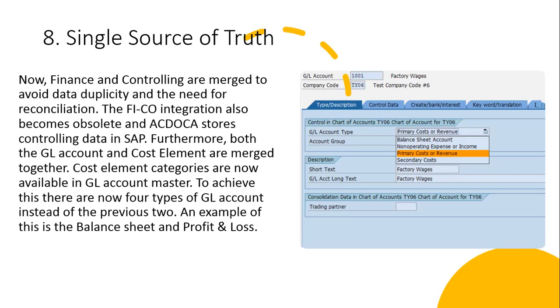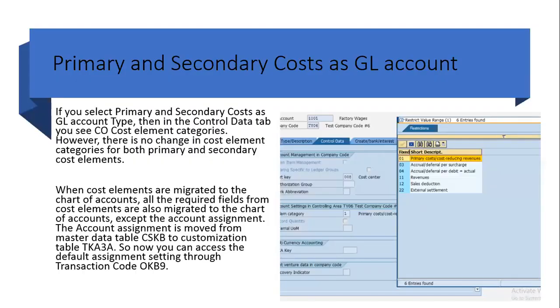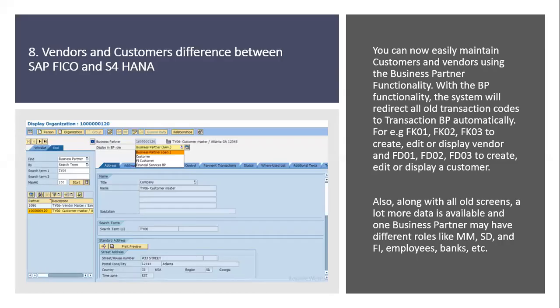Furthermore, both the GL account and the customer are merged together. So these are some of the very important changes that have happened. Of course, we know the primary and secondary cost elements. Now you have to set those up at the GL level. Of course, the concept of business partner, very, very important. You can now easily maintain customer and vendors using the business partner functionality.